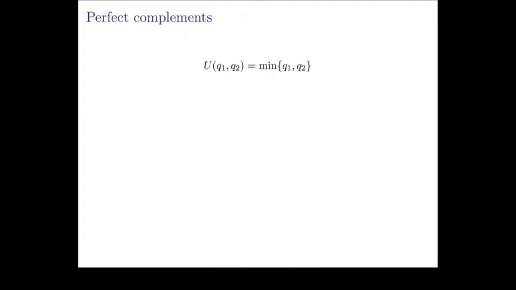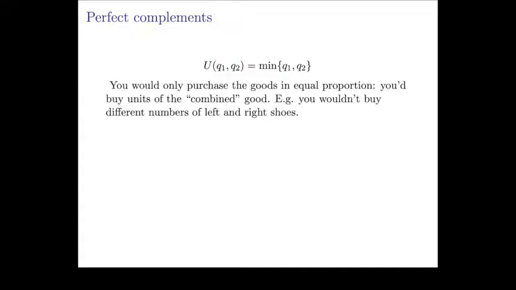So let's start with perfect complements. Remember, the perfect complements utility function is utility from Q1, Q2 is the minimum of Q1 and Q2. So what you do is that you would purchase the goods in equal quantities. So you'd buy essentially a combined good, a composite good that is comprised of, for every unit of good 1, also a unit of good 2. So you wouldn't buy different numbers of left and right shoes, right? So you'd only buy the same number of left and right shoes.